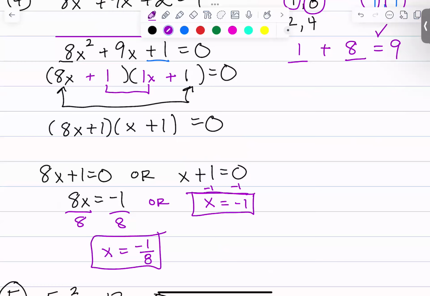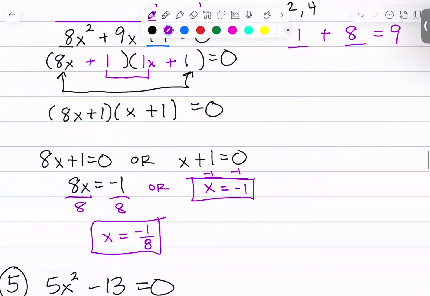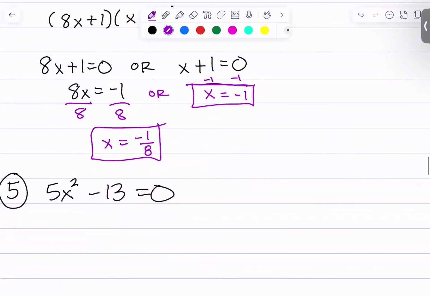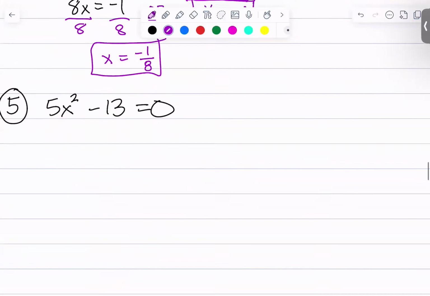So here are my two answers. You're always going to have two answers. Always going to have two solutions, because it's quadratic. And remember, with quadratics, it's a parabola, right? In terms of graphing quadratics. All right. Our next one, number 5, we only got 5 more, guys. So stick around.